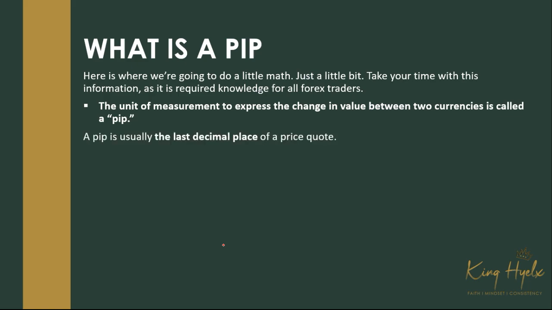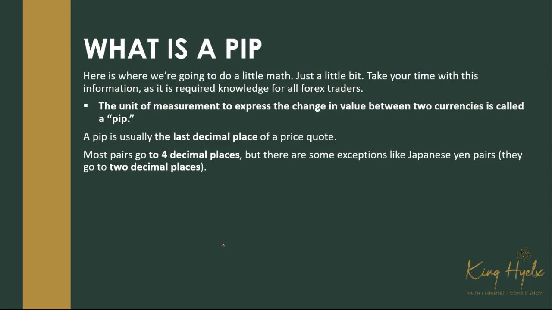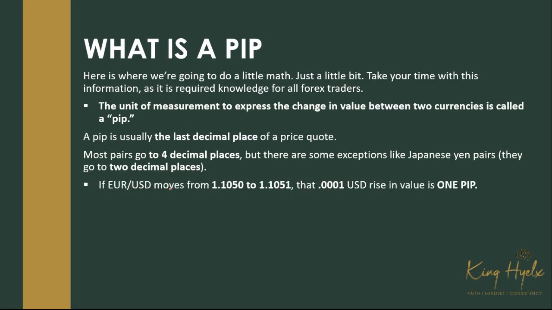So a pip is usually the last decimal place of a price quote, right? Most pairs go up to 4 decimal places, but there are some exceptions, like Japanese yen pairs, right? They go to 2 decimal places, but pip is usually the last decimal place. If you happen to see a case whereby there are 5 decimal places, then you just count the 4th decimal place. So in this case, if Euro USD moves from 1.1050 to 1.1051, right, that means the change is what? 0.0001. Remember, the last decimal place, it was 0 here, now it's 1, right? That's a rise in value of what? 1 pip. It was at 50, now it's at 51. It increased by what? 1 pip.